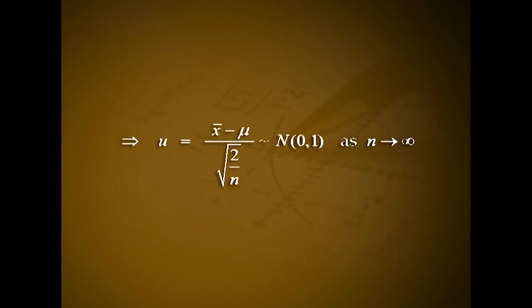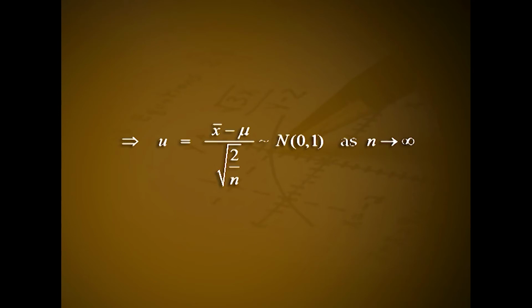Then by central limit theorem, x1 plus x2 etc. plus xn follows normal n mu, 2n for large n. This implies x bar follows normal mu, 2 divided by n. This implies u equal to x bar minus mu divided by square root of 2 by n follows N(0,1) as n tends to infinity.